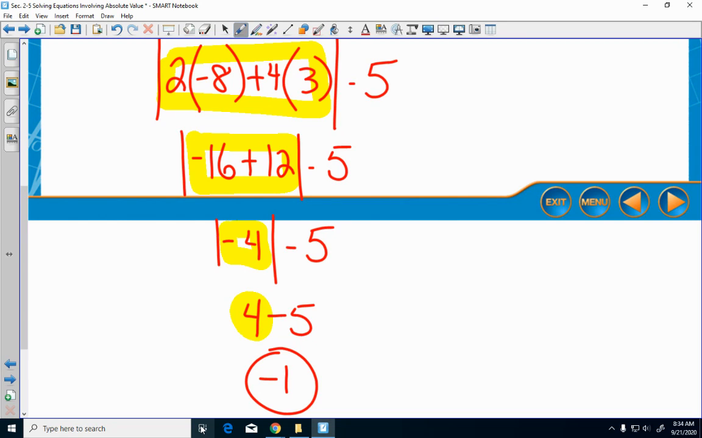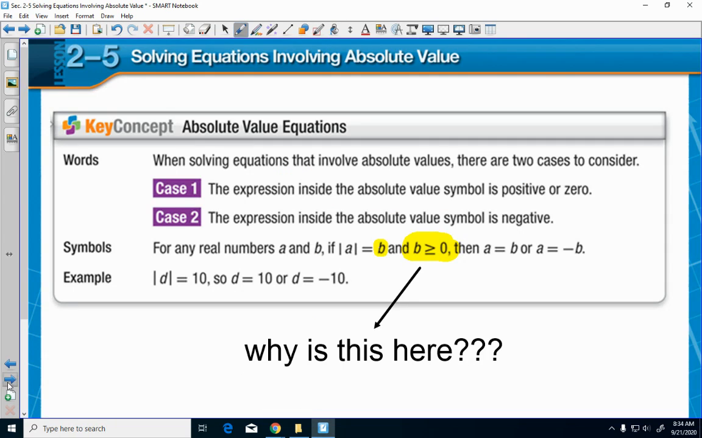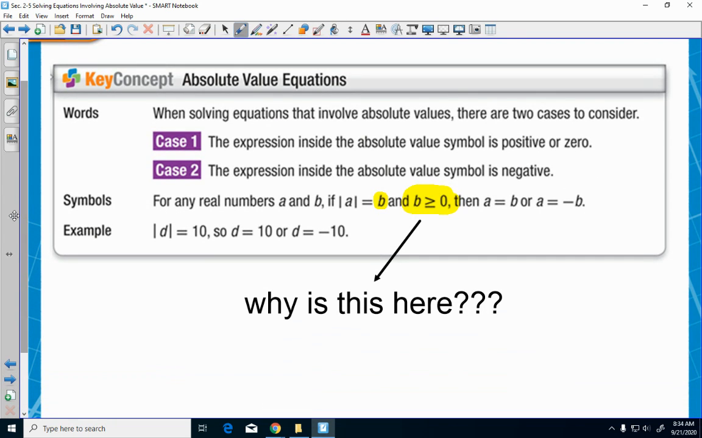Okay. So when you're dealing with expressions, we want to treat those absolute values the exact same way we treat parentheses. We'll work inside of them. Once we finish them, we can remove it, and then we can go from there. All right. Now, if we look at it in terms of an equation, we got to think a little bit differently.